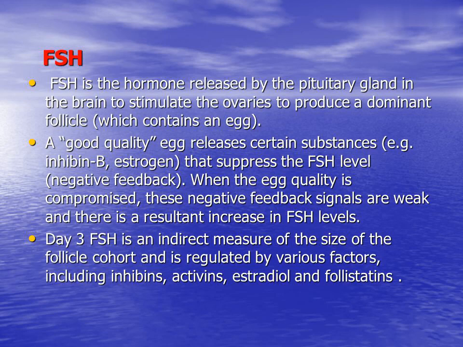FSH. FSH is the hormone released by the pituitary gland in the brain to stimulate the ovaries to produce a dominant follicle, which contains an egg. A good quality egg releases certain substances, for example inhibin B and estrogen, that suppress the FSH level. Negative feedback. When the egg quality is compromised, these negative feedback signals are weak and there is a resultant increase in FSH levels.